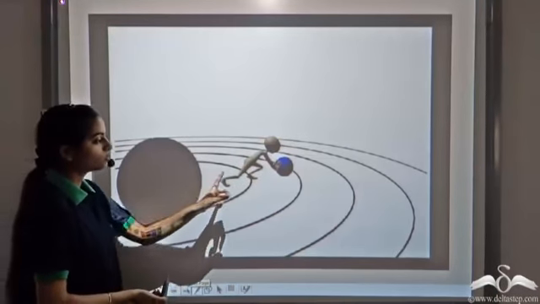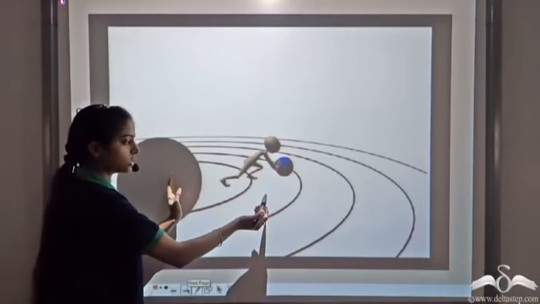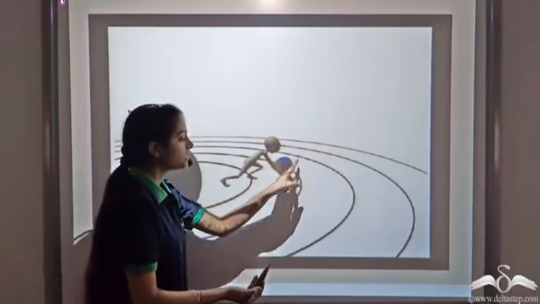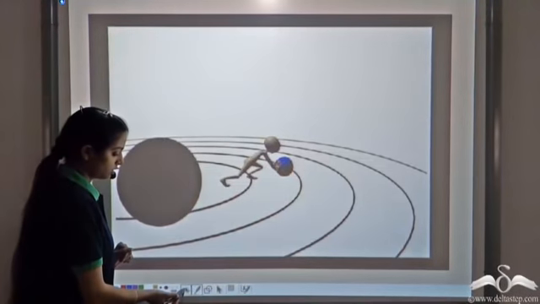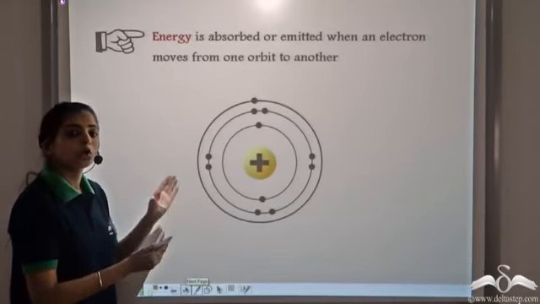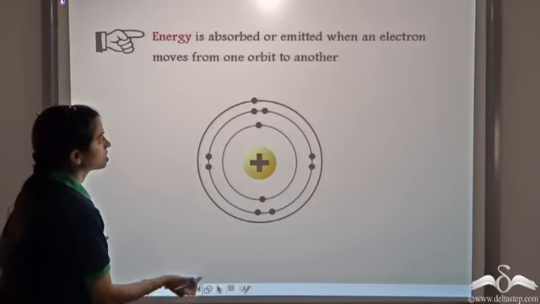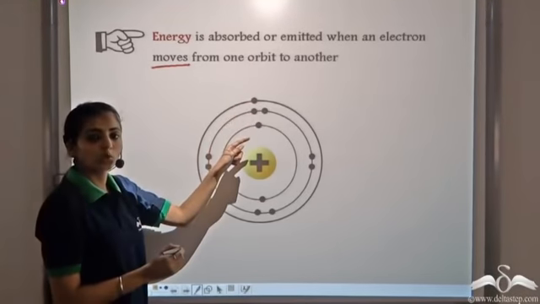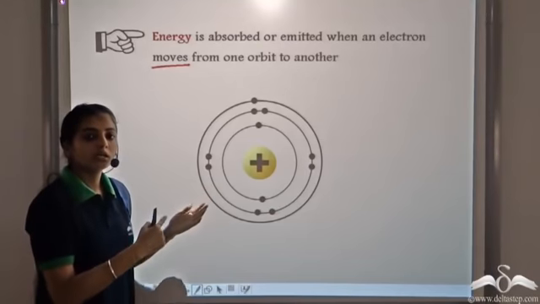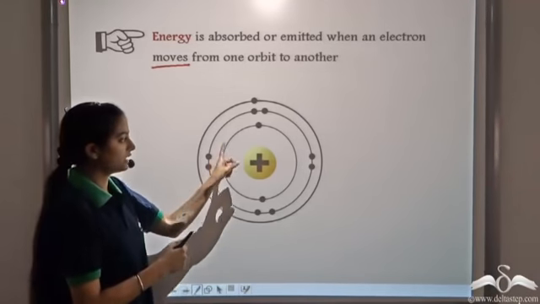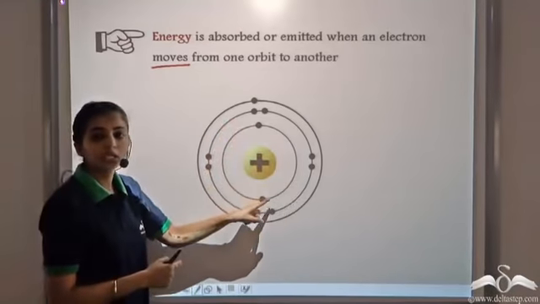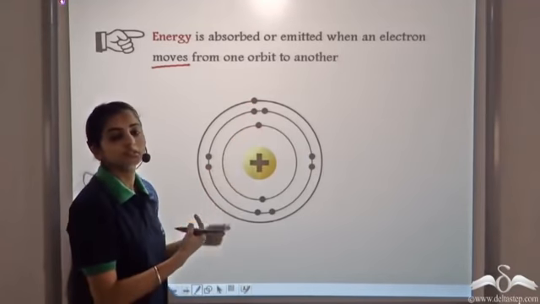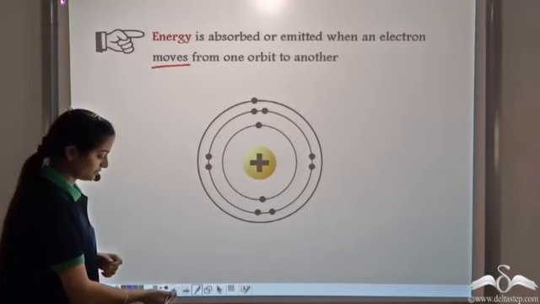So we have seen that to move an electron from an orbit which is closer to the nucleus to an outermost orbit, or an orbit which is away from the nucleus, energy has to be given to the electron. So energy is always absorbed or emitted when an electron moves from one orbit to another. Only when an electron moves in between these orbits is energy absorbed or emitted. It does not radiate energy on its own. That is, when it is revolving in a particular orbit, it does not radiate energy. Only when it moves from one orbit to another does it absorb or radiate energy.